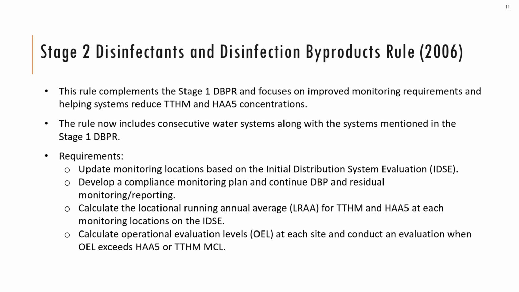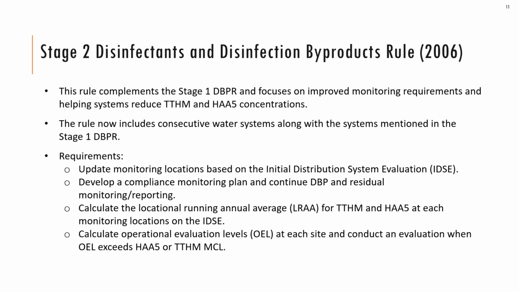The Stage 2 DBPR still applies to the same systems as Stage 1, but now also includes consecutive systems or combined systems that use chemical disinfectants or oxidants. So systems that purchase water from a wholesale system would still be required to follow the Stage 2 DBPR. Stage 2 introduced various new requirements. These include the requirement to complete an initial distribution system evaluation, or IDSE, which evaluates current monitoring locations along with the Stage 1 DBP monitoring locations, and determines new monitoring sites if necessary.